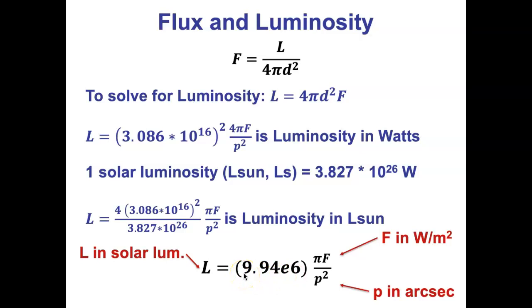9.94 times 10 to the 6. Okay, it's still a big number, but it's not huge. It's not so unwieldy. The rest of this just follows through: pi times the flux divided by parallax squared.